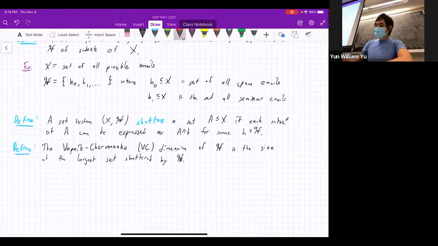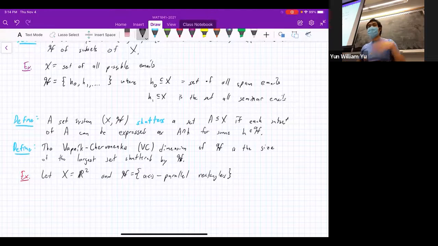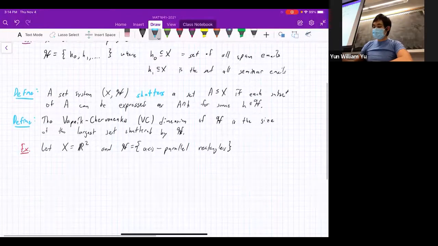Let's give a couple of examples. So let's start with the example where we let X be the real plane, and we let H be the set of axis parallel rectangles. H is an infinite set of subsets, where you can characterize each rectangle by its bottom left and upper right corners in the plane. Well, let's start with the easiest one. Can you shatter a single point?